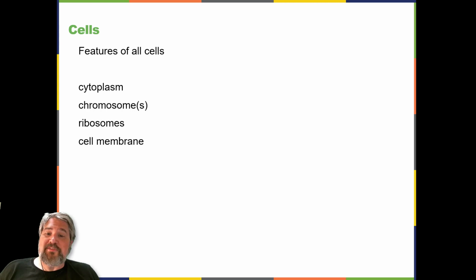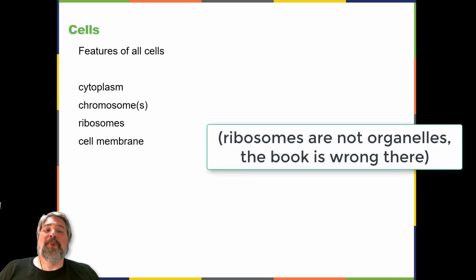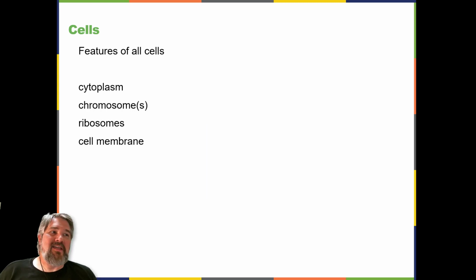One or more chromosomes, which contain the genetic blueprints of the cell, and ribosomes, organelles used for the production of proteins. That's in the book. Ribosomes are not organelles. They are enzyme complexes that assemble for the purpose of creating proteins by reading a messenger template, but that comes in a lot later. Ribosomes are not organelles. That's all I gotta say right there.